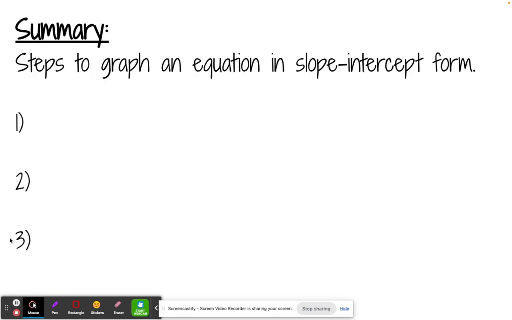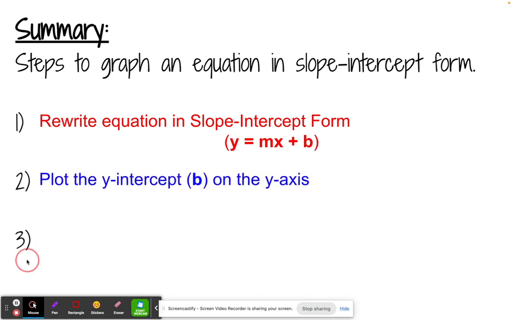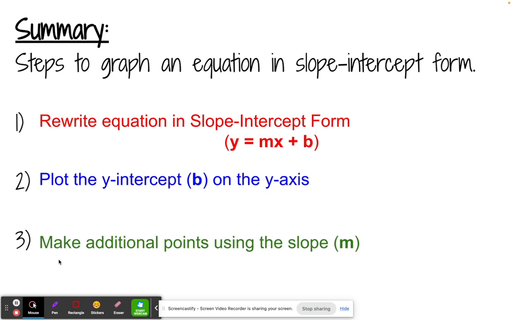So here are our steps for graphing an equation in slope-intercept form. First, you want to get it into slope-intercept form if it's not already. Plot the y-intercept, and then make additional points using the slope.